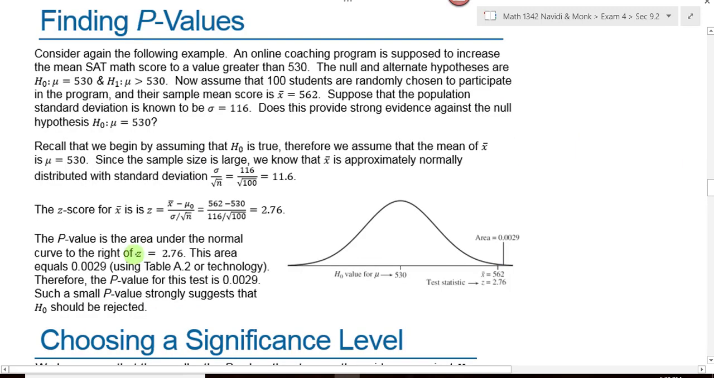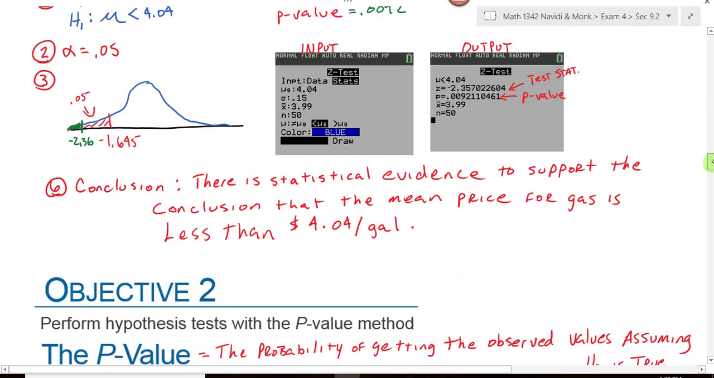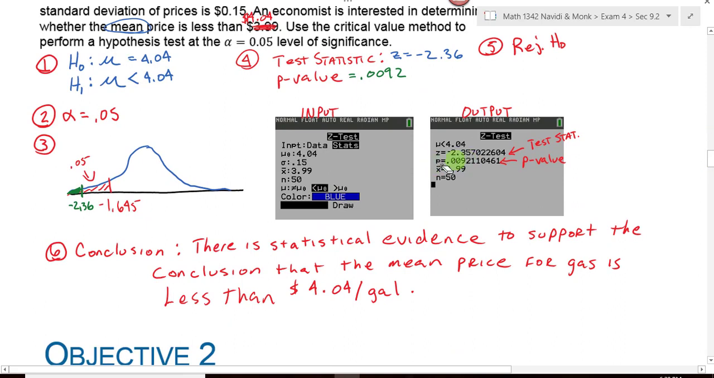We're not going to find the p-value by hand or using tables. We're going to be using the calculator. When we do a test of hypothesis, it will always be one of the outputs for us. So don't worry about how to calculate this by hand.